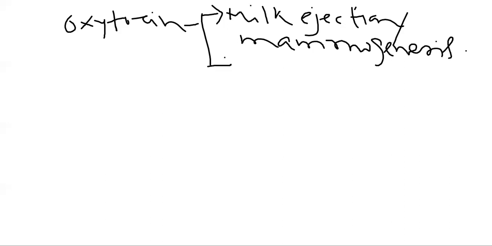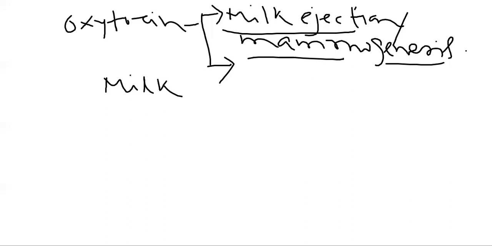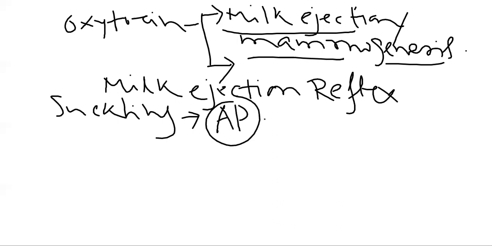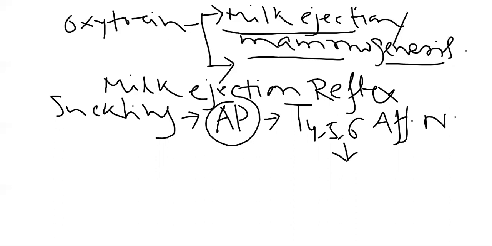Number one, how it can help in the milk ejection, which is known as the milk ejection reflex. What is that milk ejection reflex? Let's talk about that. How it will start when the baby is suckling the mother's nipple. So suckling stimulation will lead to generation of the action potential, and this action potential will traverse by the thoracic T4, T5 and T6 afferent nerves, and subsequently they will come into the hypothalamus.